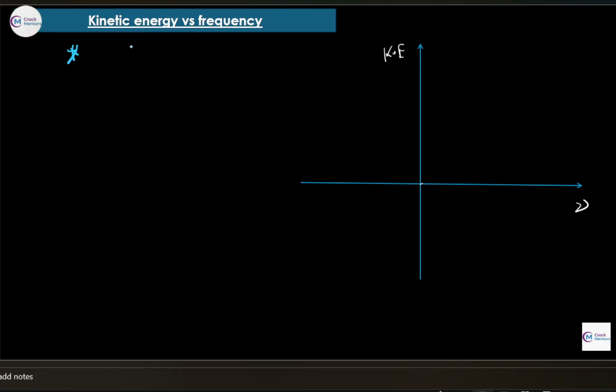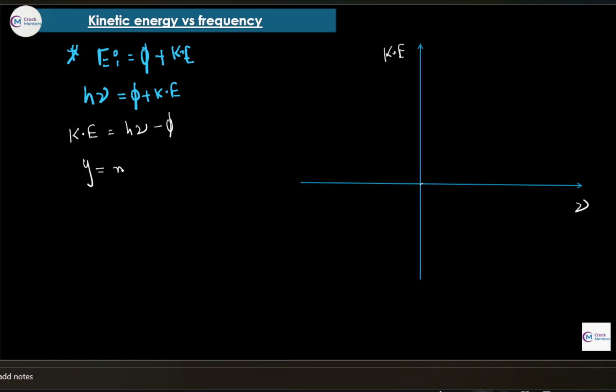It is the kinetic energy versus frequency curve. The incident energy is equal to phi plus kinetic energy. We know that. The incident energy is h nu, which is phi plus kinetic energy. After solving this, the kinetic energy is equal to h nu minus phi. After solving this, what you are going to observe is y equals mx minus c, that is, y equals mx plus c.